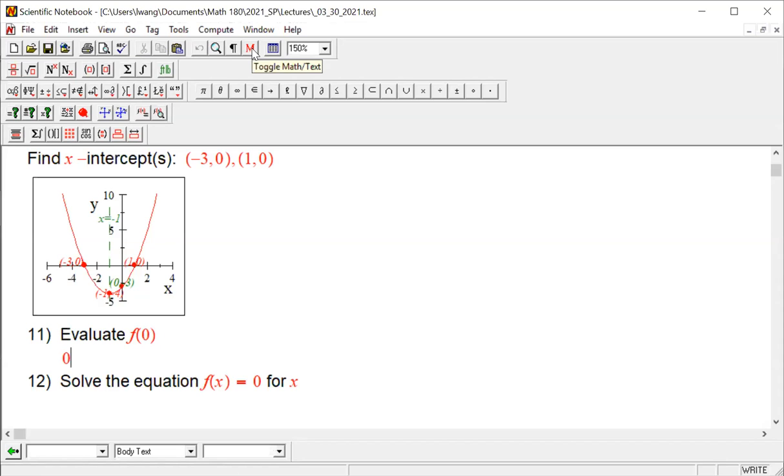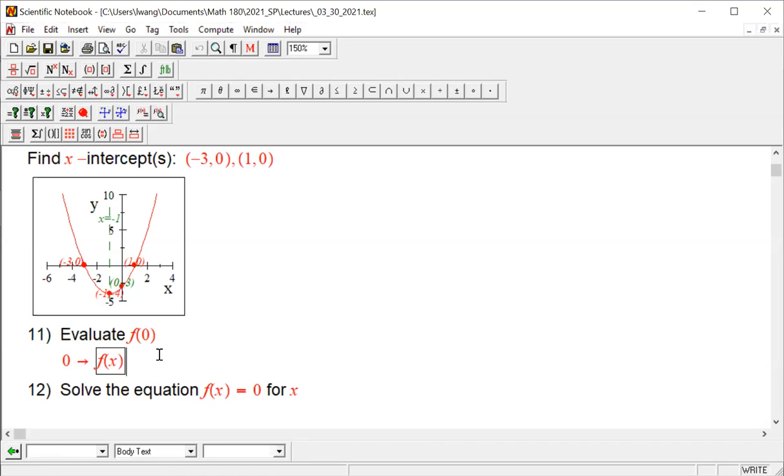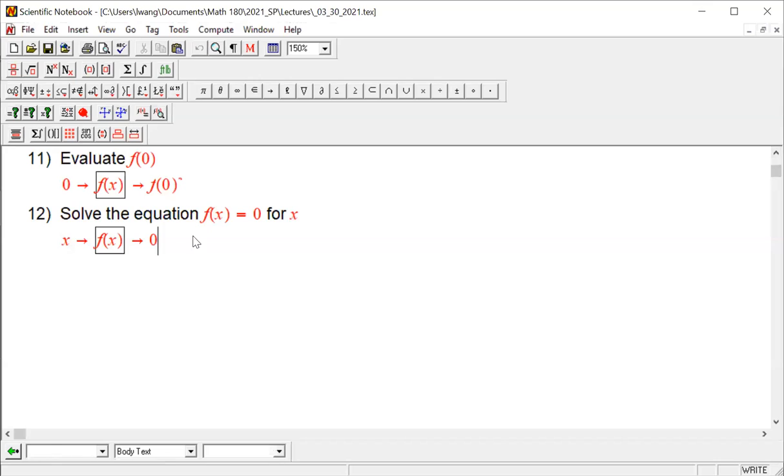In this case, 0 is the input, and that's given to f of x to produce this output. The output is f of 0. In number 12, we don't know what the input is. Solve for it, and it's still the same rule, but we are given that the output is 0. So that's the difference. Do you guys follow me? Yes. That's one major difference from the functions perspective.